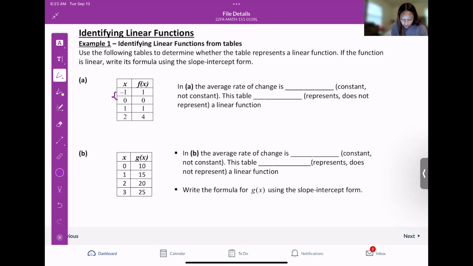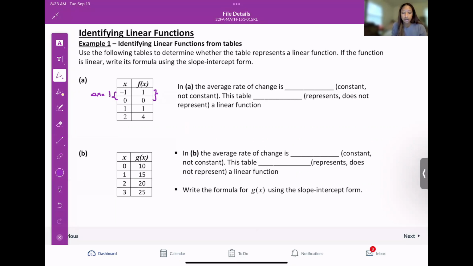Okay, so using the table, if your x values are changing by the same amount, like from -1 to 0, we see that delta x would be 1, because the x's are increasing by 1. And then from 0 to 1, again, delta x equals 1. From 1 to 2, delta x equals 1. The x values are going up by 1. And then for the y values, let's look at them in pairs.